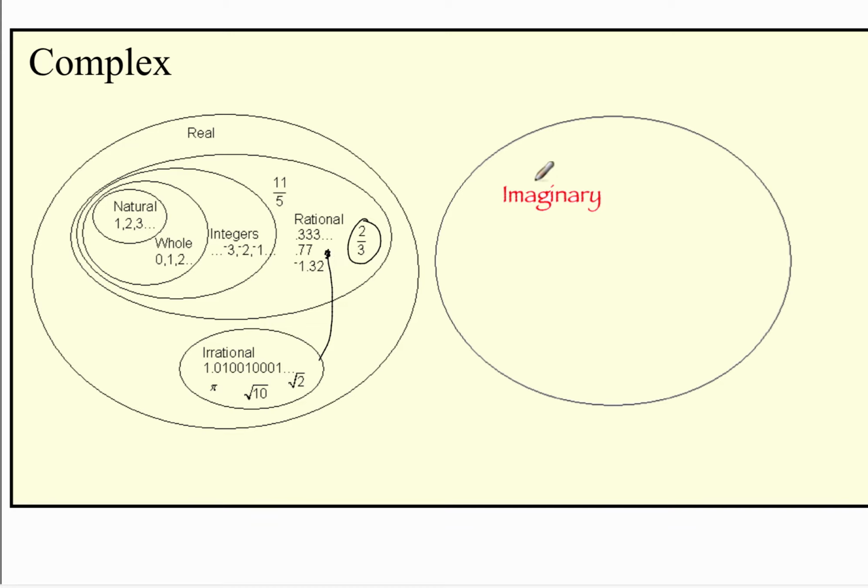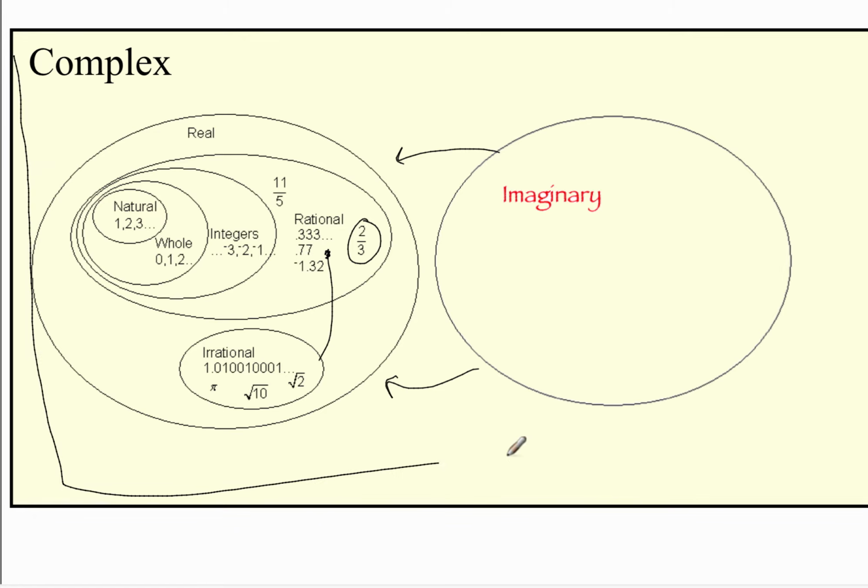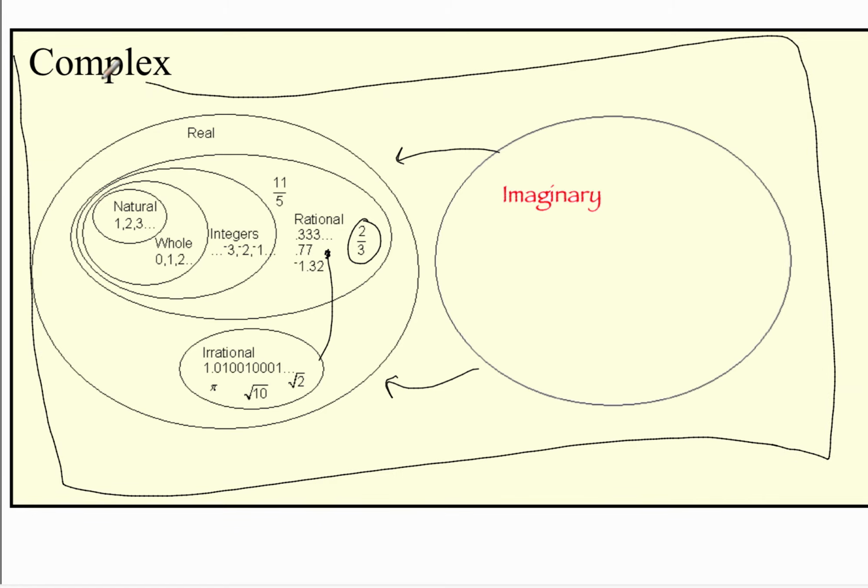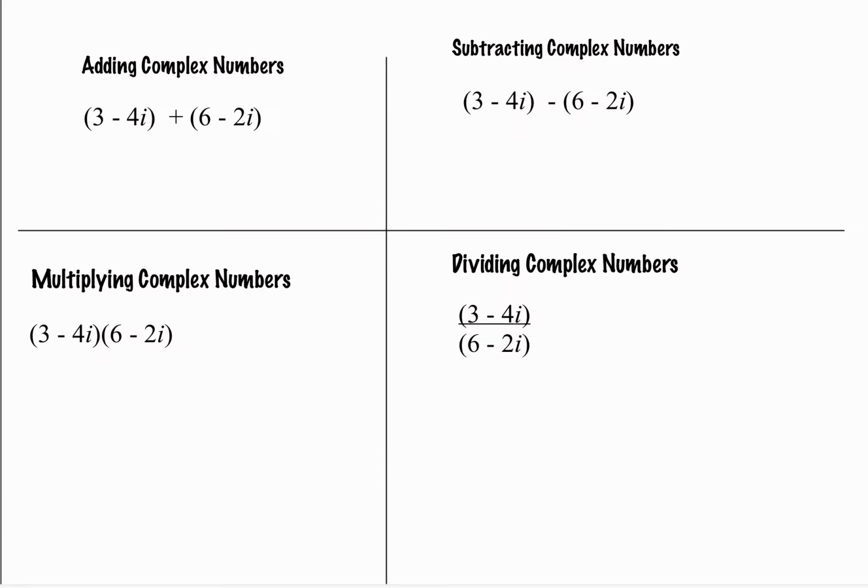And then sitting outside of them all are the imaginaries. They are not connected to the world of reals anyway, but they can be put together to make the universe known as complex numbers. That's a little set notation there, theory for you. All right, so let's boil it down. What are we doing with these lovely complex numbers? Well, everything we've ever done to any numbers. We have to be able to add them, subtract them, multiply, and divide them.